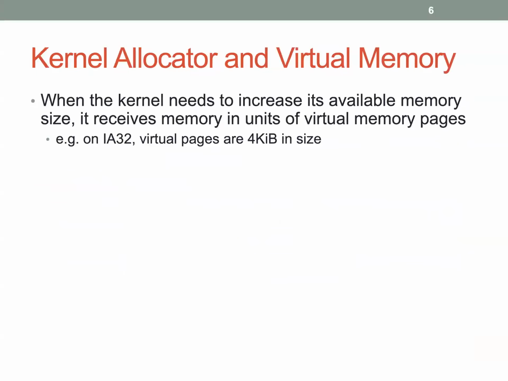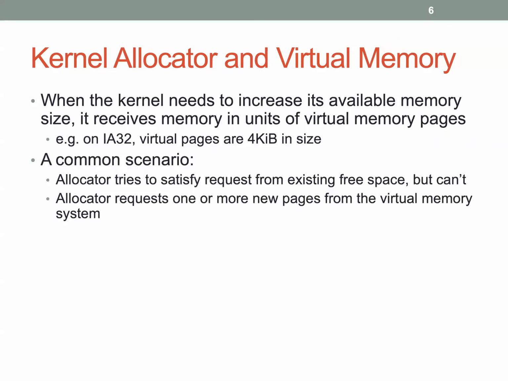Okay, let's see. So the kernel needs to increase its available memory size. So it will ask the virtual memory subsystem for page frames. This is what I was mentioning before. I know I'm introducing terminology before we get to it. We'll talk a lot more about it in a few weeks. But IA32, as an example, has virtual memory pages that are 4 kilobytes in size. When I say 4 KiB, technically people say kibibytes, meaning kilo binary bytes, which is just ridiculous, but it just means 4096 bytes. So that's 2 to the 12, as opposed to 4000.